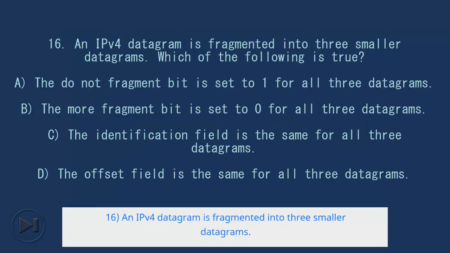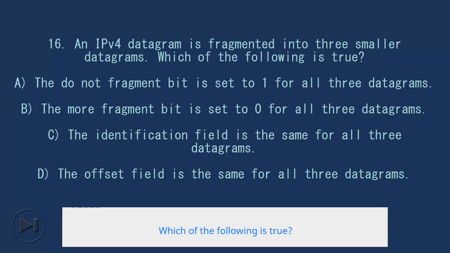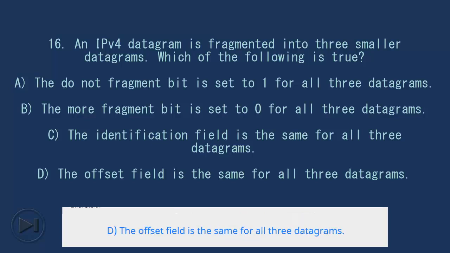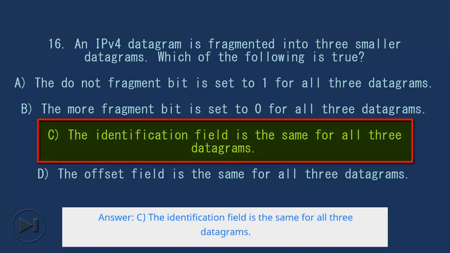16. An IPv4 datagram is fragmented into 3 smaller datagrams. Which of the following is true? A. The do not fragment bit is set to 1 for all 3 datagrams. B. The more fragment bit is set to 0 for all 3 datagrams. C. The identification field is the same for all 3 datagrams. D. The offset field is the same for all 3 datagrams. Answer, C. The identification field is the same for all 3 datagrams.